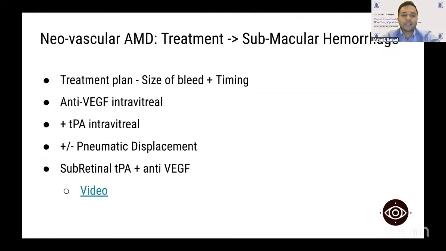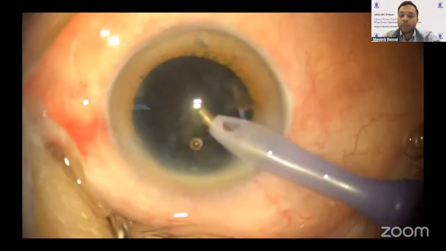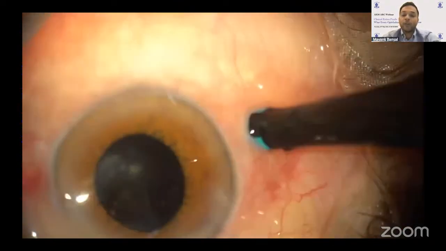Treatment plan in such cases would be dependent on the size of the bleeding. With smaller subretinal bleeds, I'm able to give anti-VEGF intravitreally or TPA given intravitreally with or without pneumatic displacement. But for larger bleeds, often we might need to give subretinal TPA with anti-VEGF. Timing is critical because in a patient who has had a long-standing bleed, we are not able to achieve much resolution despite doing a treatment with subretinal TPA.